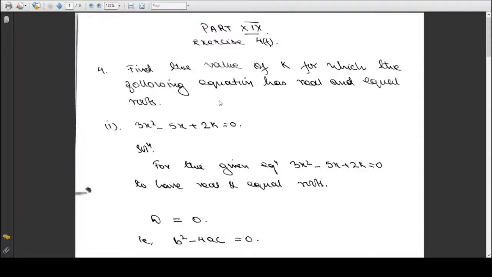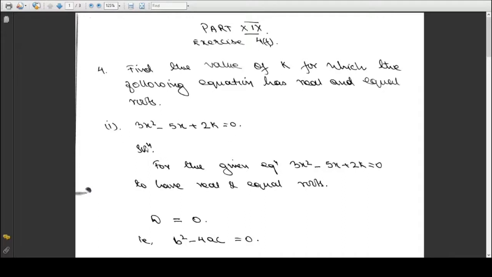Okay, welcome again to part 19 on exercise 4F. Problem number 4: find the value of k for which the following equations have real and equal roots. For having real and equal roots, the discriminant should be equal to 0.